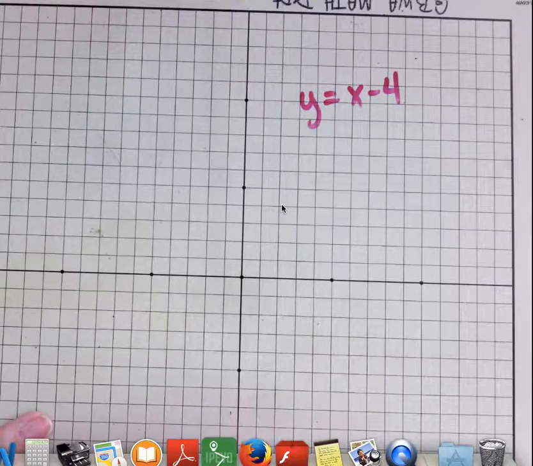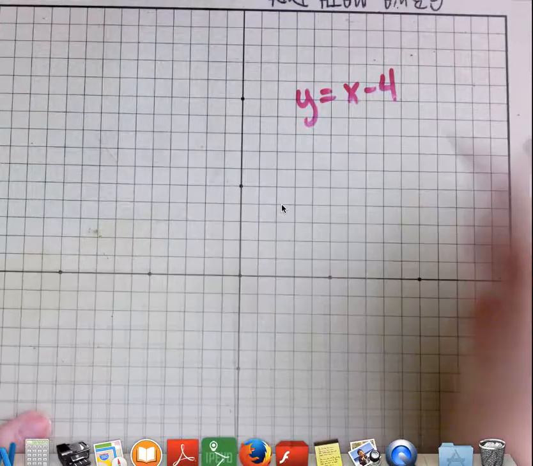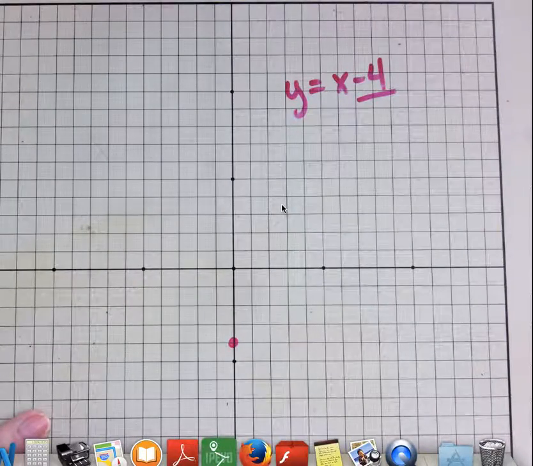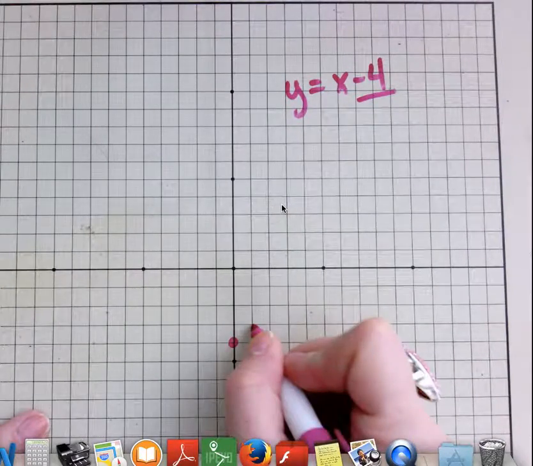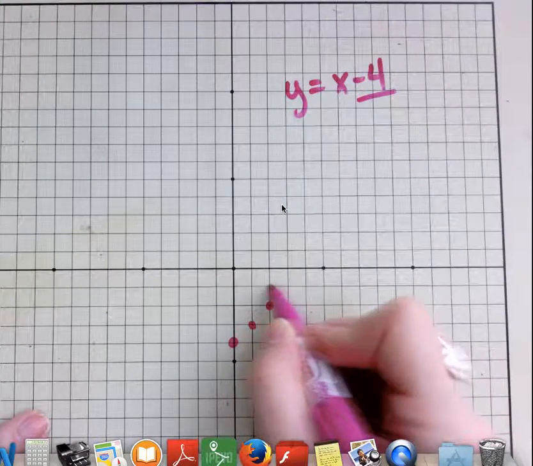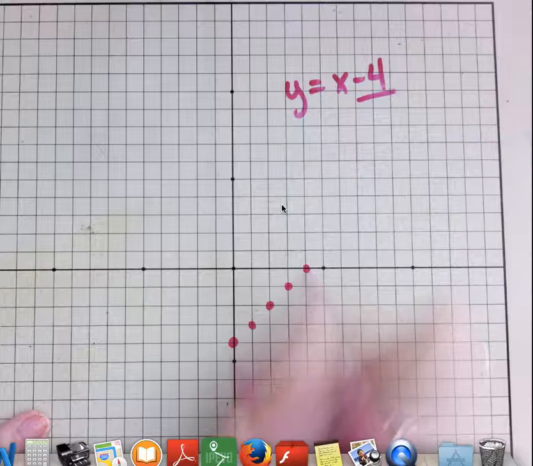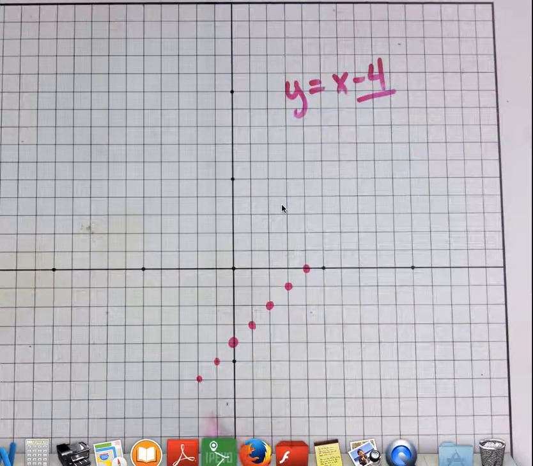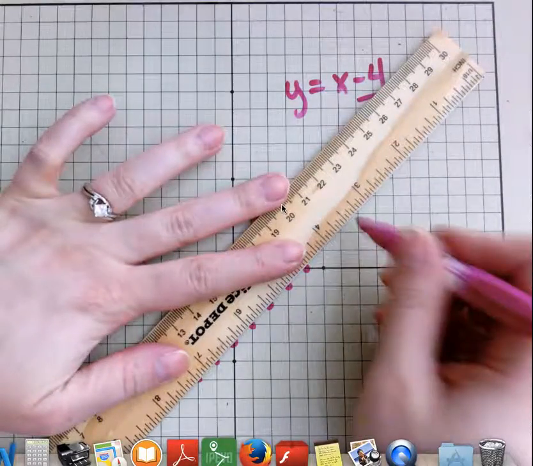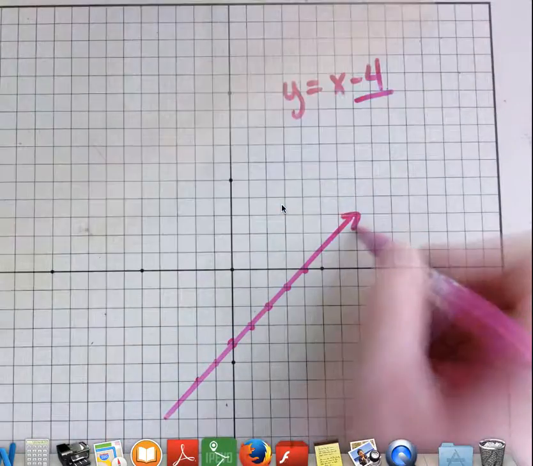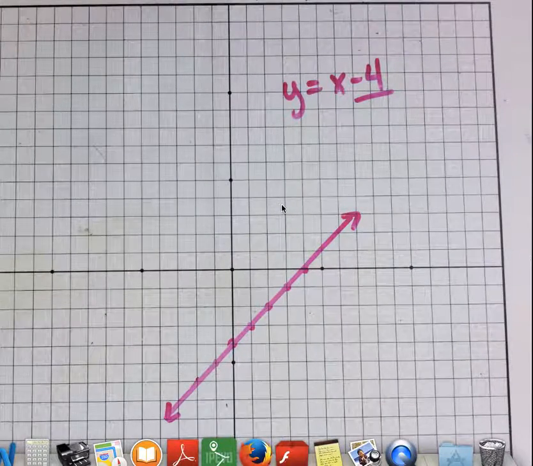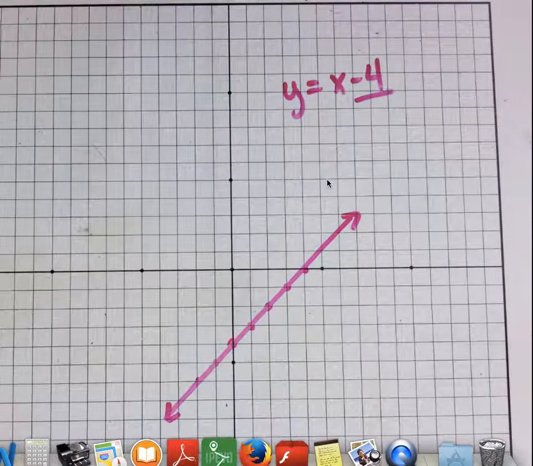All right, so starting with my y-intercept of -4, and here my slope is 1. So I'm going to go up 1 and over 1. Rise is 1, run is 1. Rise over run, rise over run. And if I use my straight edge, there's my line. And there's more practice with graphing equations.